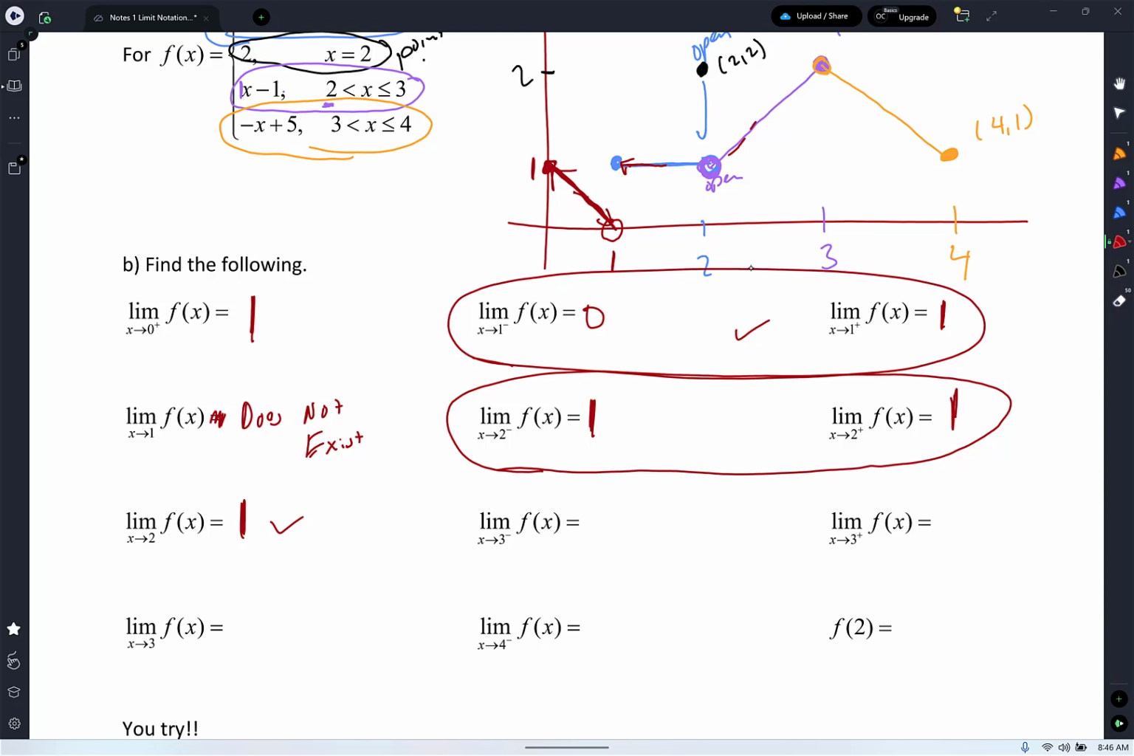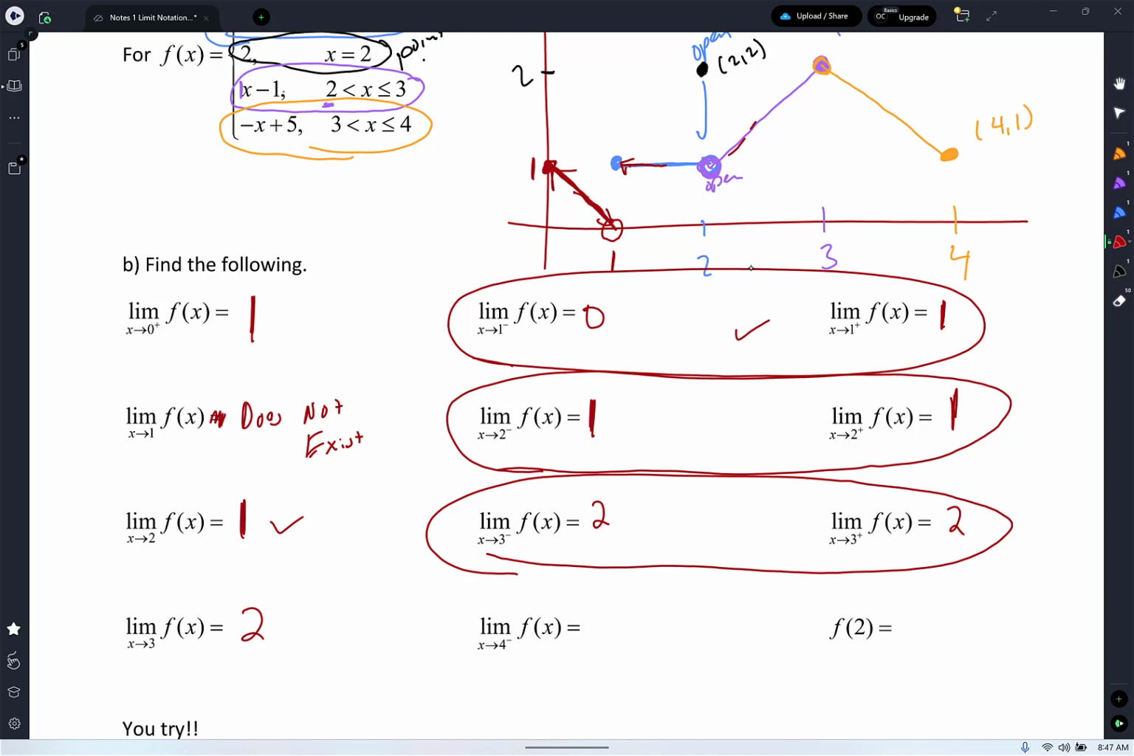All right, let's see who we got. Let's do Ramos. Limit as x approaches 3 from the left. Yep. Good job. Muniz. Limit as x approaches 3 from the right. Yep. Let's see. Cepeda. Limit as x approaches 3. Yeah, because from the left and the right, they both equal the same thing.